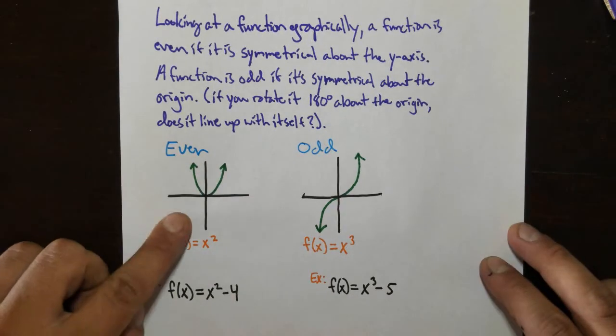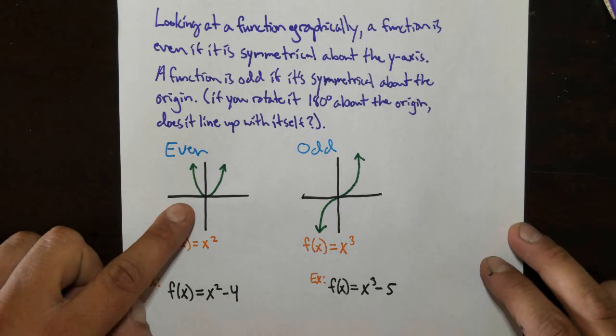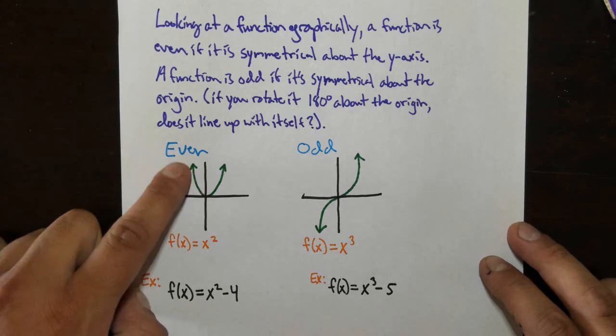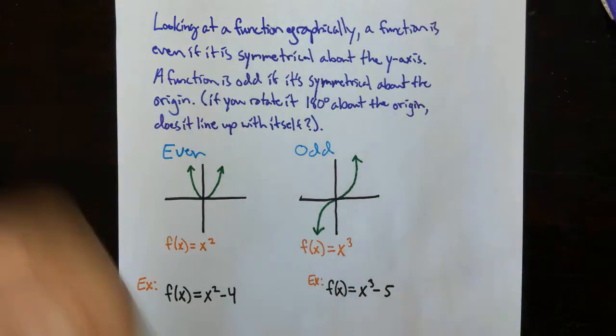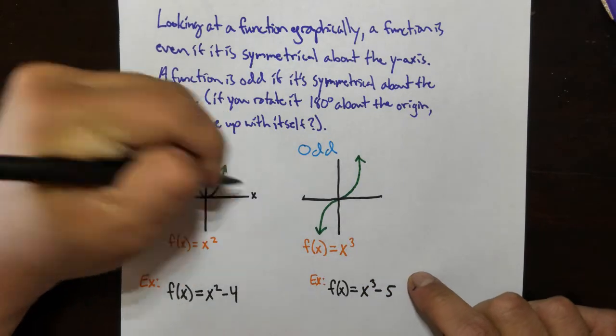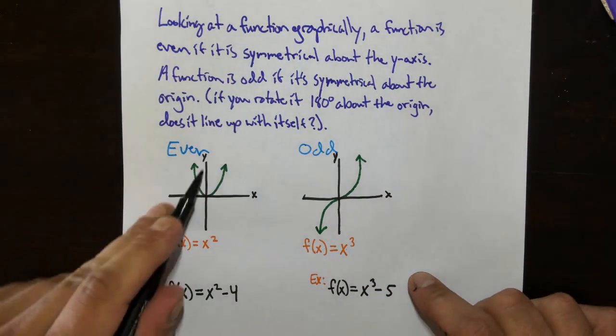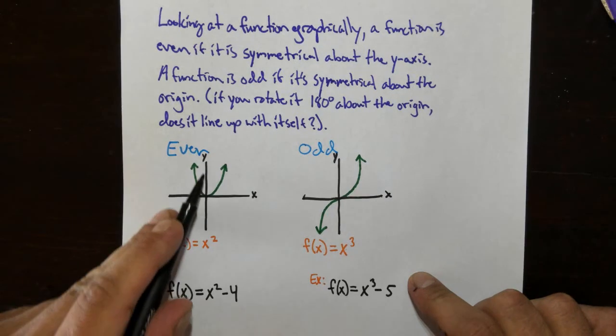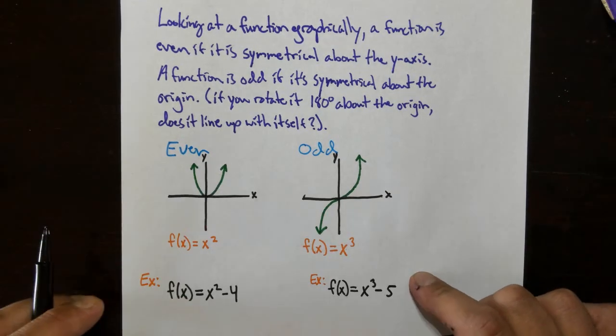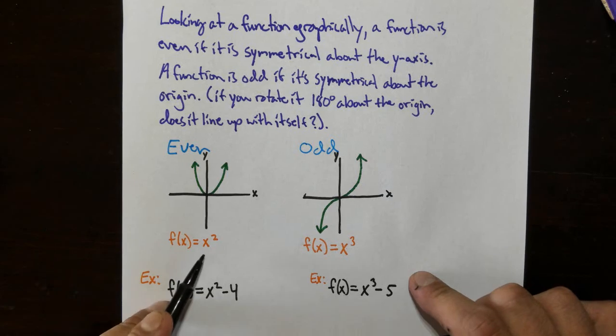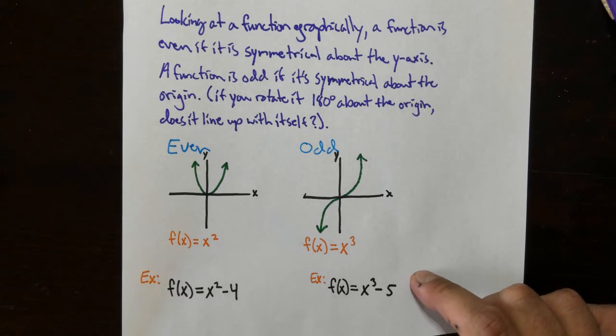So here's an example of an even function. We can see that the left side, well, let me label my axes here. This is the y-axis, this is the x-axis. And we can see by looking at the graph here that the left side is exactly the same as the right side. So therefore, this function, f of x equals x squared, is an even function.